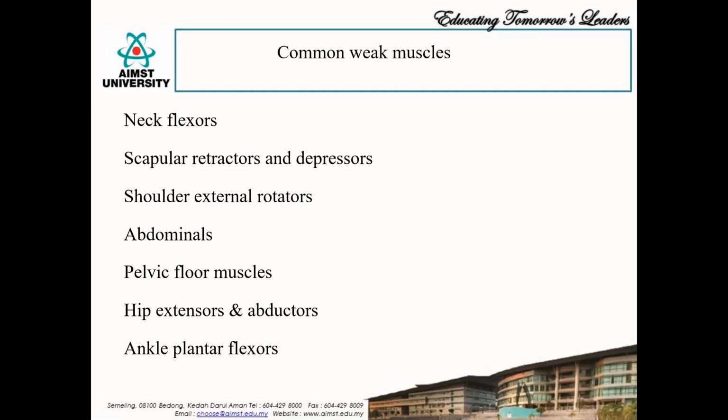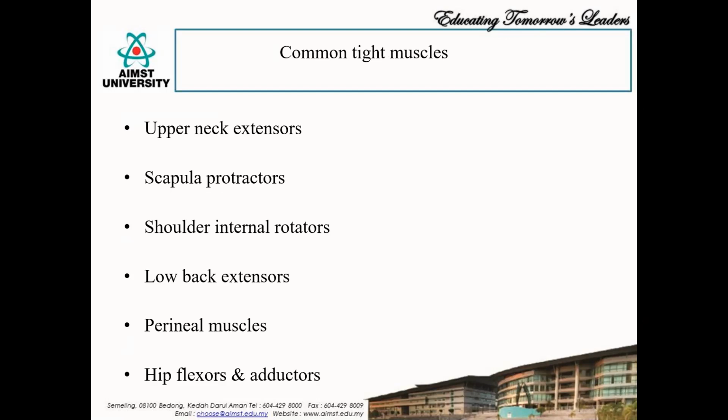Then abdominal muscle will undergo weakness. Pelvic floor muscle will undergo weakness. So that means spinal extensors will undergo tightness. Okay, so hip extensors and abductors will undergo weakness. Hip flexors and adductors will undergo tightness. Then plantar flexors will undergo weakness. Then dorsiflexors will undergo tightness. Okay, so these are the opposite muscle group that will be undergoing the weakness and tightness.